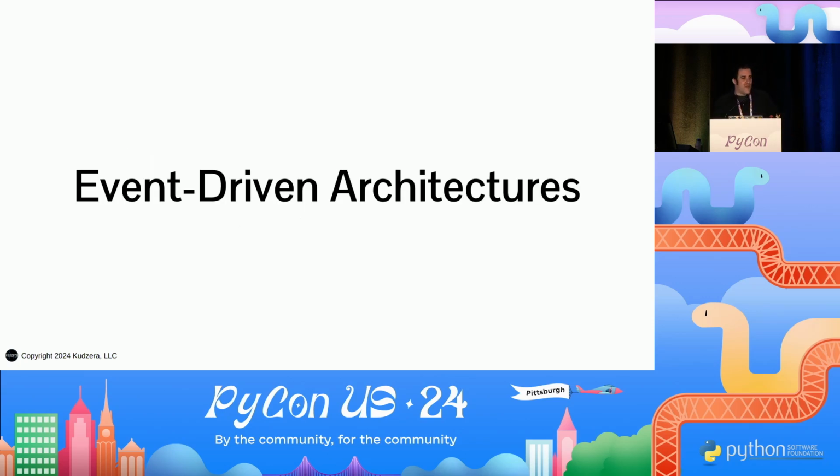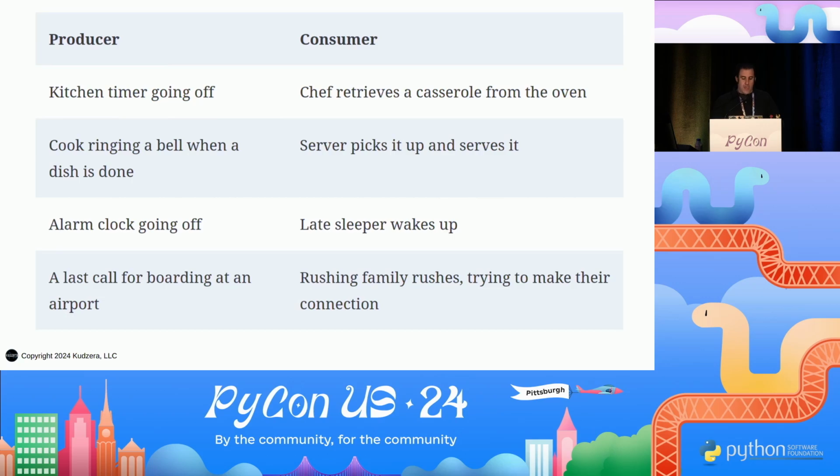Let's look at event-driven architectures. What is an event-driven architecture? Well, an architecture is kind of the guiding principles about your code base and how it's structured, and events are stimuli. We have something that produces an event and something that consumes an event. For example, a kitchen timer goes off. The kitchen timer is the producer, the event goes off, and there's a consumer, a chef who's rushing to get a casserole from the oven.